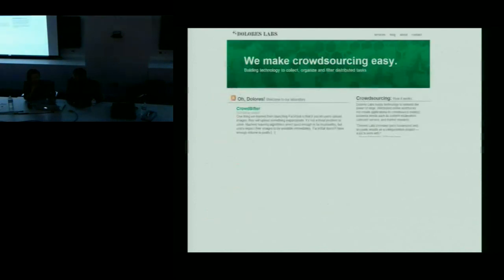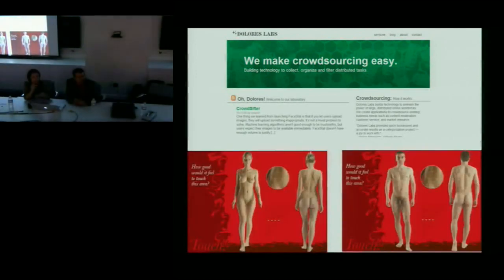And so basically what we did is we teamed up with Dolores Labs, which is a startup that does all of the form creation for Mechanical Turk. I think they're called CrowdFlower now. They changed. And this is what our interface looked like.